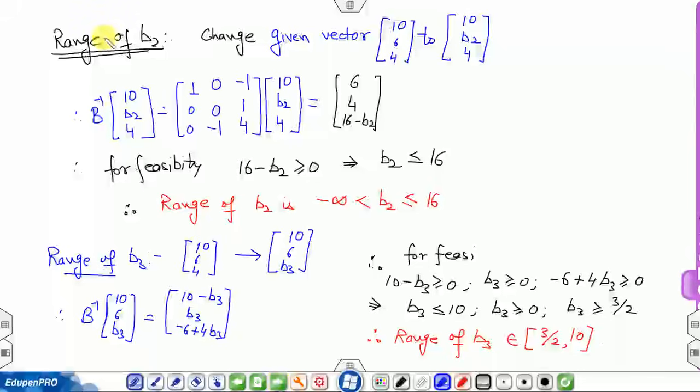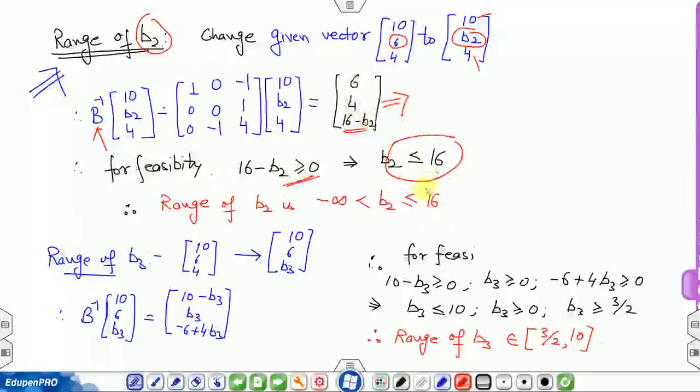Similarly, let's calculate the range for b2. The given vector is 10, 6, 4. If you replace it with a new vector and want the range for b2 only, this 6 is replaced with b2 while the others remain the same, and then you again calculate B inverse times this and you get this number. For feasibility, 6 is already greater than or equal to 0, 4 is greater than 0, 16 minus b2 is greater than 0. So the range of b2 becomes minus infinity to 16.